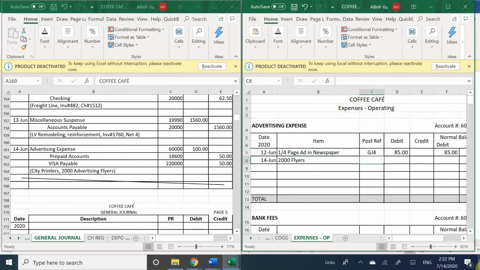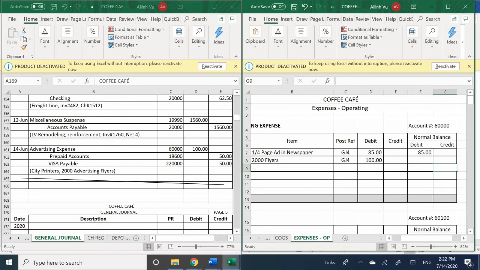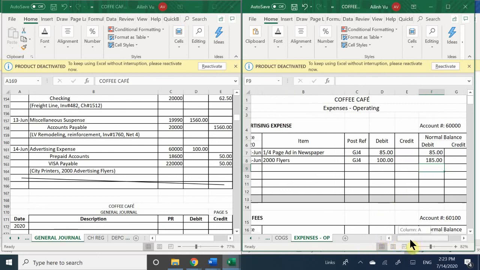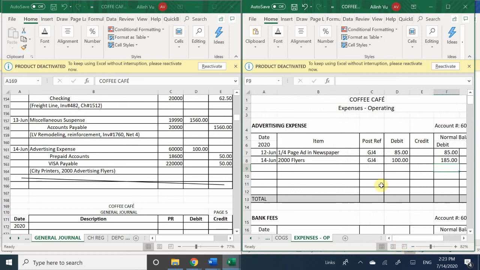All right, my reference is General Journal number 4. And I've increased it by 100, right? Because our advertising expense cost us a total of 100. Okay, so that means I'm going to go up 1. Okay, I'm going to add my debits and I'm going to subtract my credits, which should give me a total running balance of $185 that we spent for advertising expense. Yes. Okay.